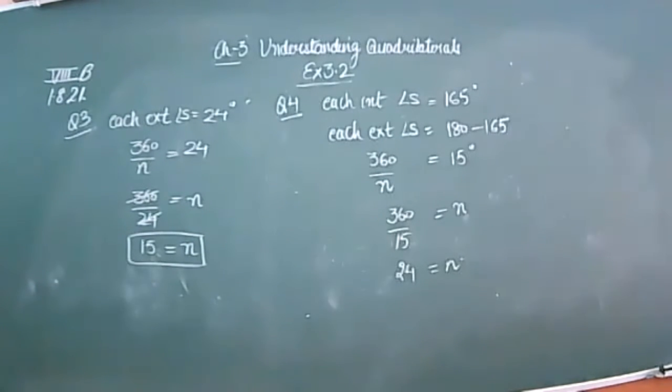Next, question number 5, first part. Is it possible to have a regular polygon with each exterior angle 22? Exterior angle 22 is given, just like in question number 3 where exterior angle 24 is given. Find the number of sides. If you are getting a whole number as the answer, then it's okay. Otherwise, it's not possible. Do the same as question number 3. Each exterior angle is 22. 360 by 22. Find this and check, are you getting a whole number as the answer?